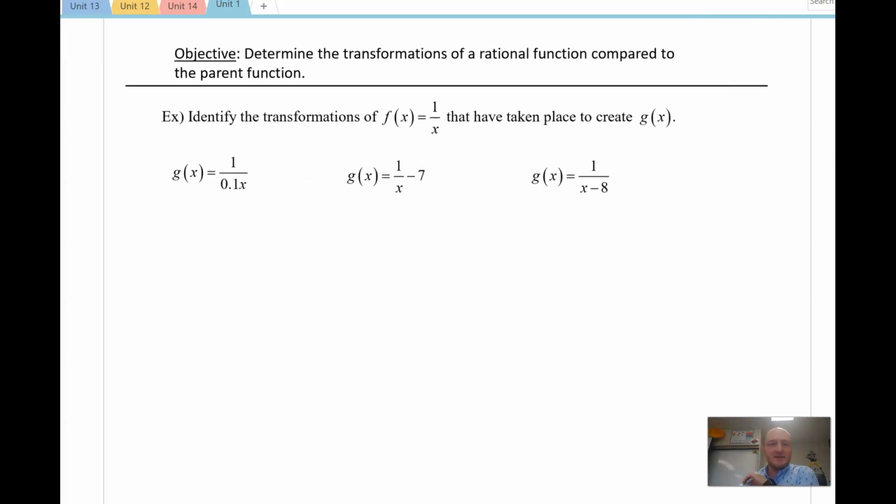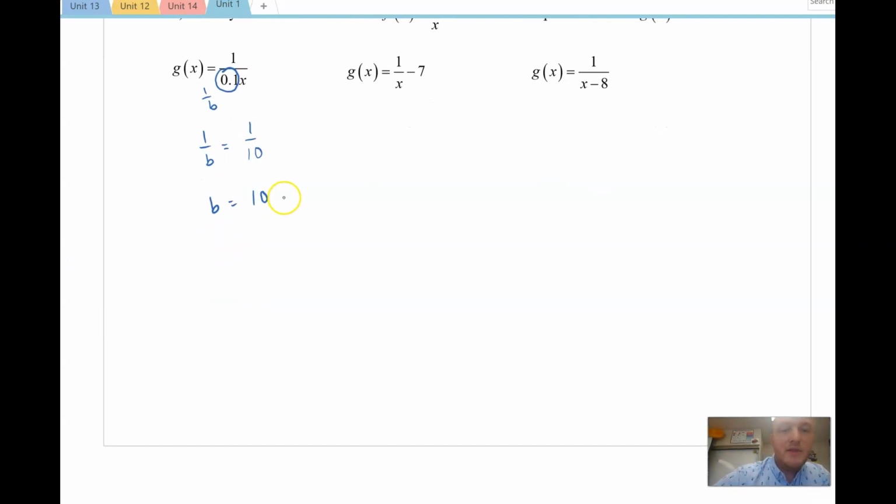Okay, so next, we have g of x is equal to 1 over 0.1x. All right, so here is a 1 over b value. It is 0.1. So 1 over b is equal to 1/10. You agree that's 1/10? Okay, so I'm going to write it as 1/10, and it'll make it very simple when I want to say, okay, well, what is b? So all we do is take the reciprocal, right? If 1 over b is equal to 1/10, then if I take the reciprocal of both, b is equal to 10. Very, very simple, okay? And it's important to note that b is equal to 10, which is greater than 0. So we're going to have no reflection.